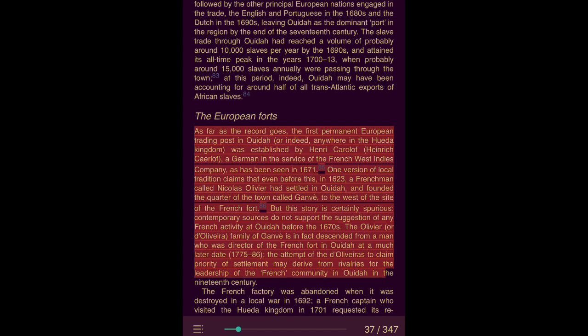Contemporary sources do not support the suggestion of any French activity at Whydah before the 1670s. The Olivier or O'Leary family of Guerra, in fact, descended from a man who was a director of the French fort in Whydah at a much later date, 1775. The attempt of the Oliviers to claim priority of settlement may derive from rivalries for the leadership of the French community in Whydah in the 19th century. So this is the first fort, and that will come around the 1670s, not the 1620s.